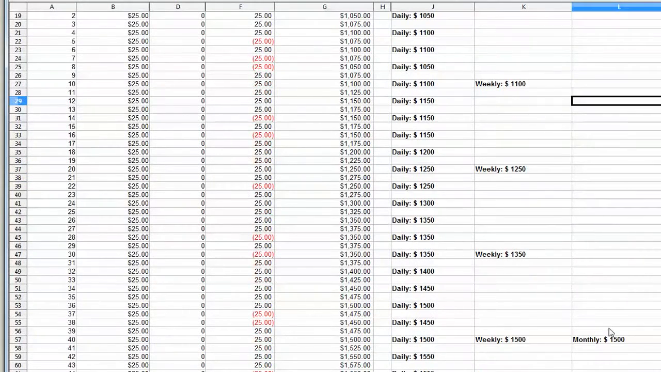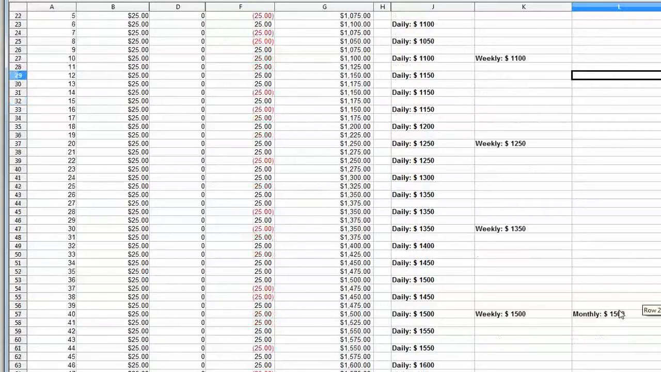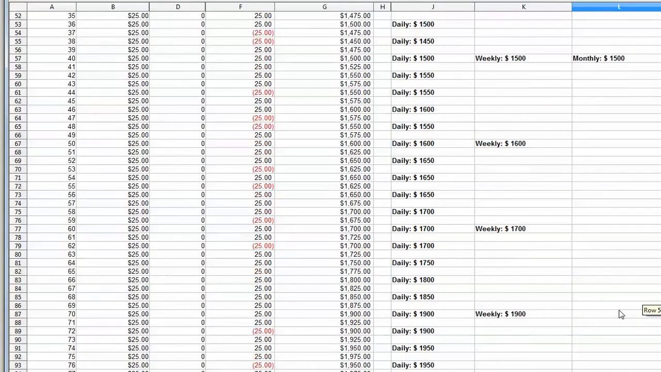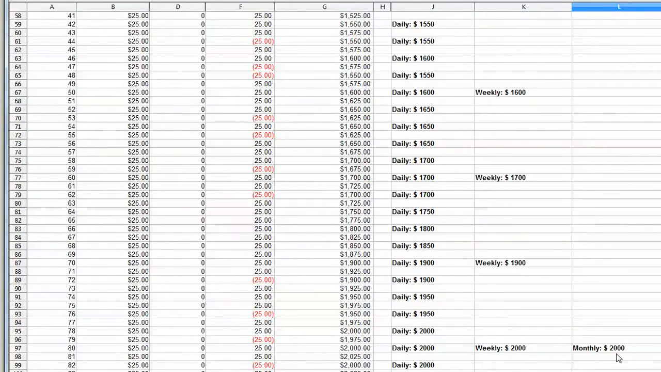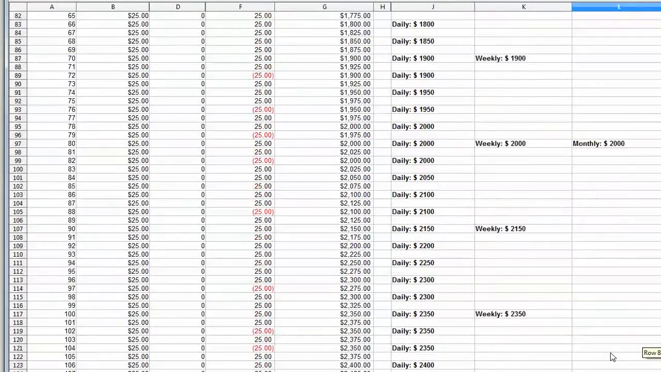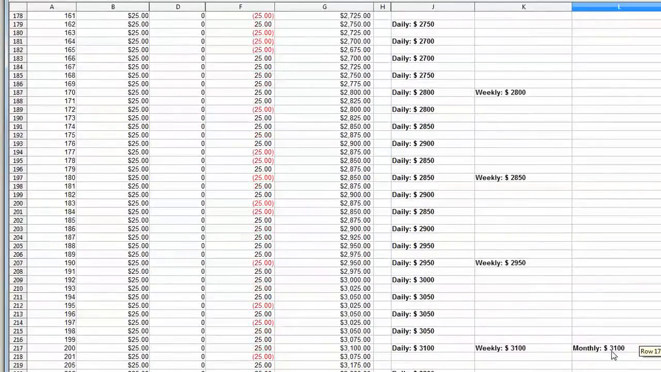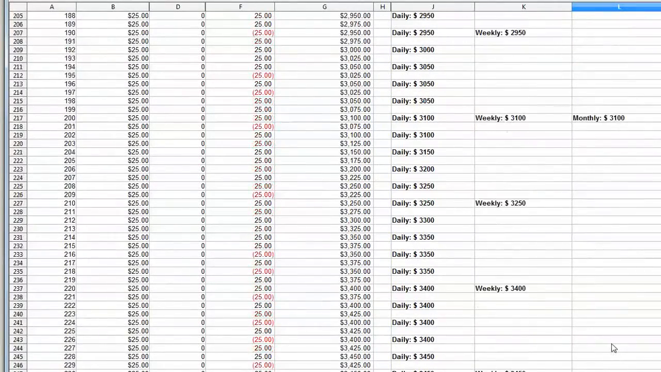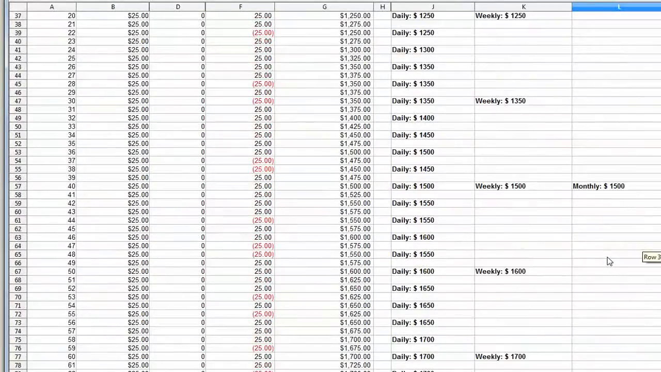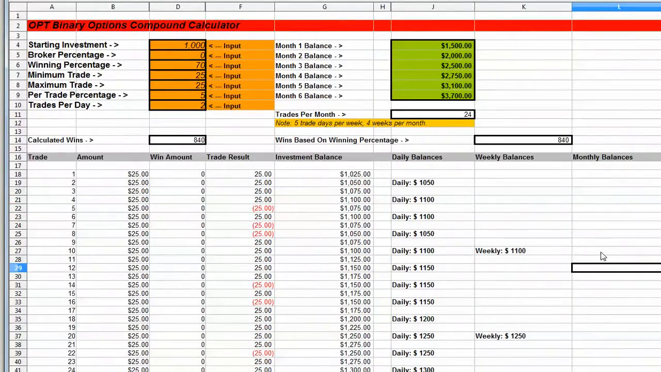By the end of the first month, you got $1,500. You've almost doubled your account if you can just be patient. Month 2, you've doubled your account in 60 days. That's worth paying attention to, folks. It's worth paying attention to because it works. All you have to do is just take your time. In 6 months, you got $3,700, and that's 2 trades a day.